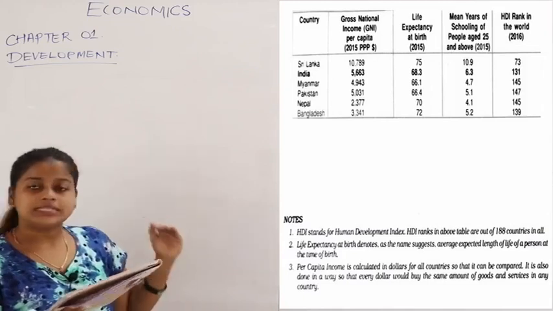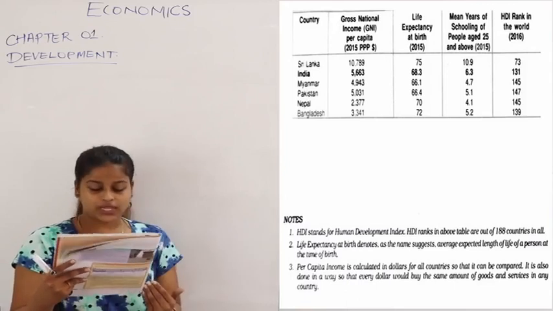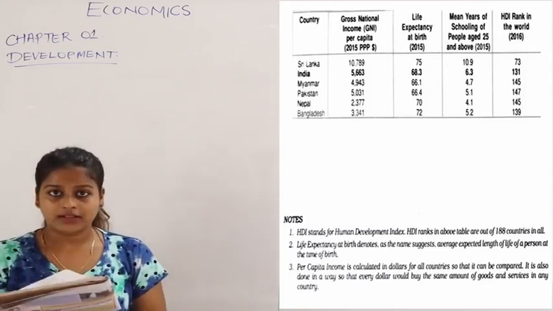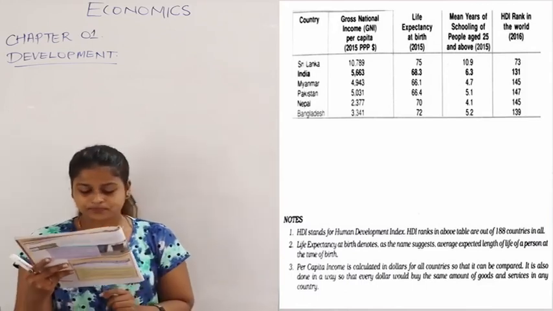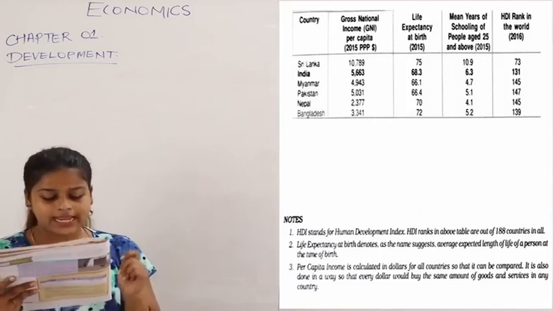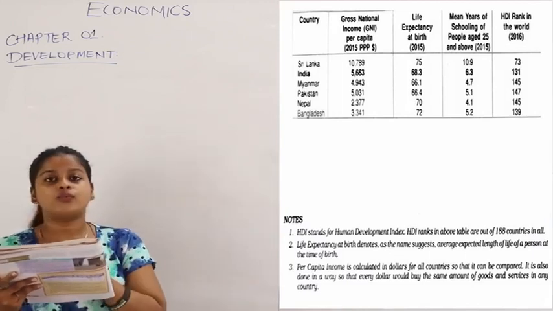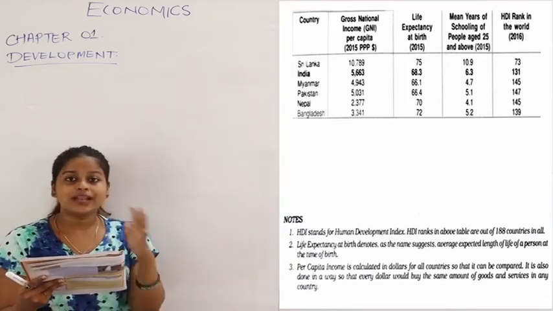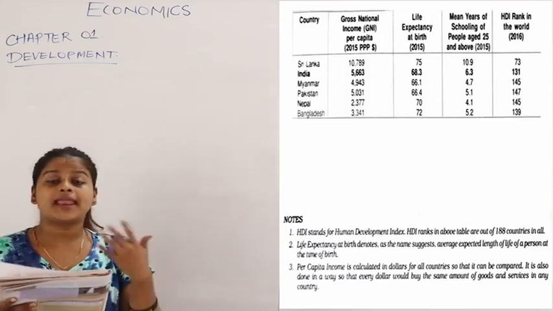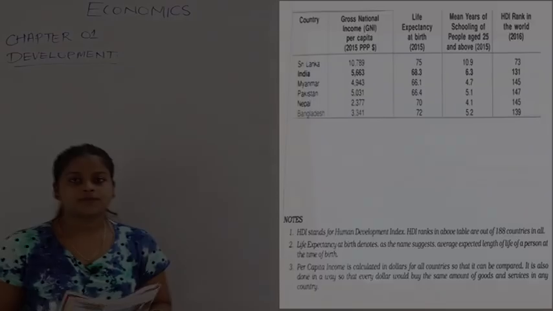Through this table, we can compare India with all the other nations, that is Sri Lanka, Myanmar, Pakistan, Nepal and Bangladesh. Now what is HDI? HDI stands for Human Development Index, and the HDI ranks in the above table are of 188 countries. We don't have all of them, but we have a few countries through which we can compare and understand where India stands.